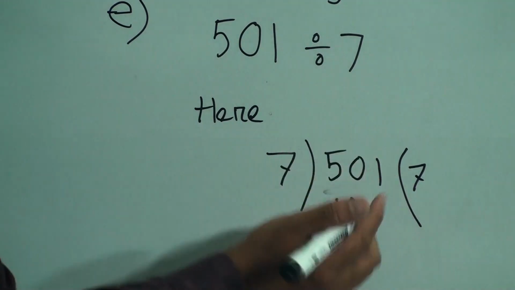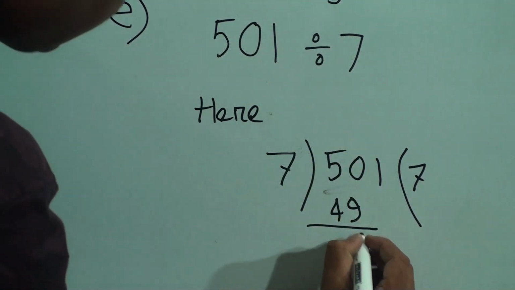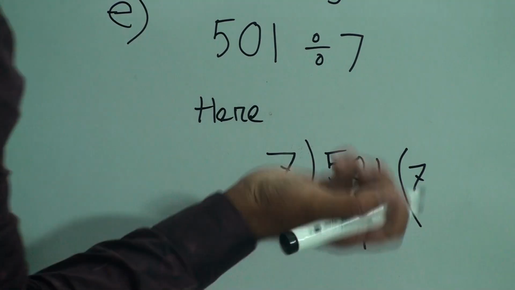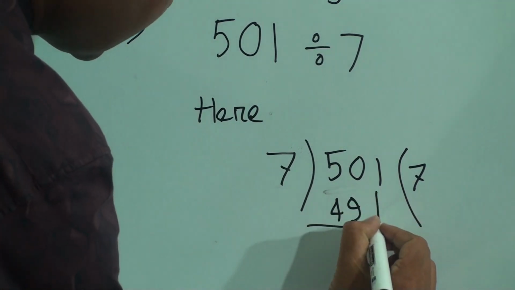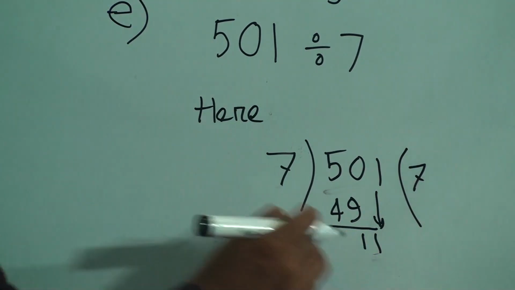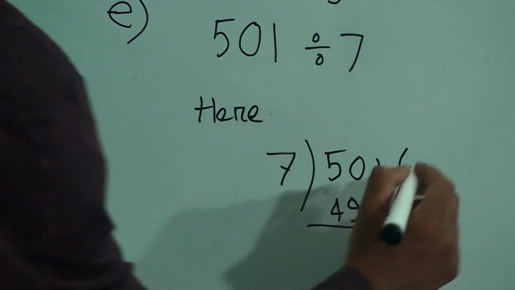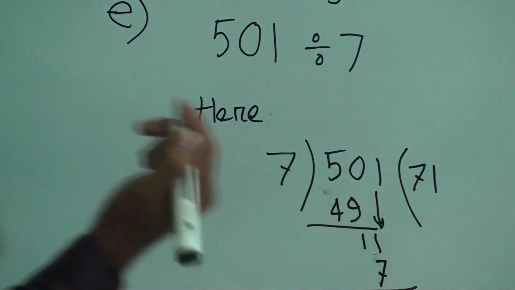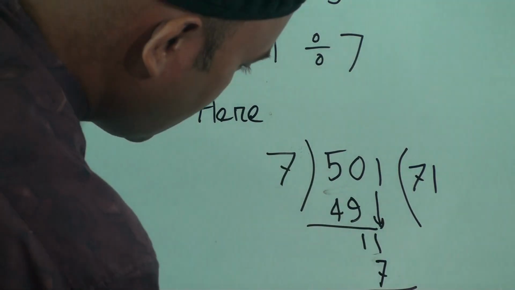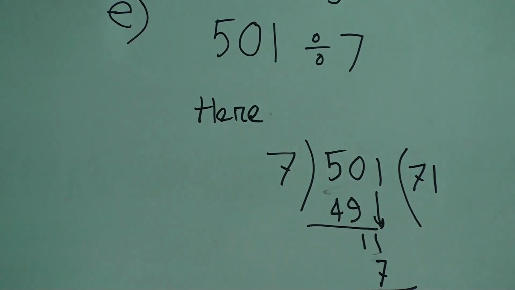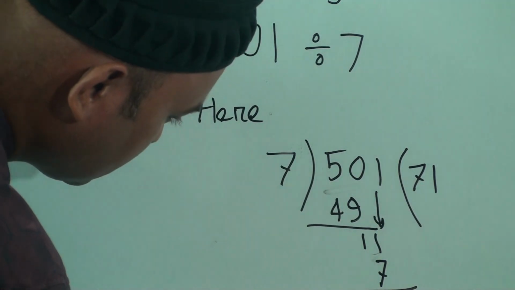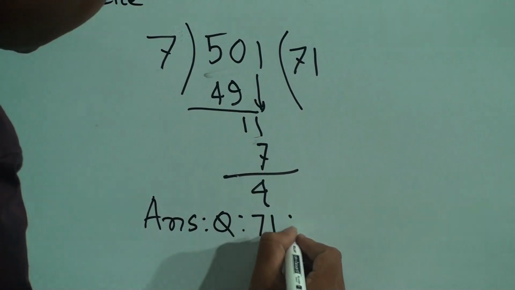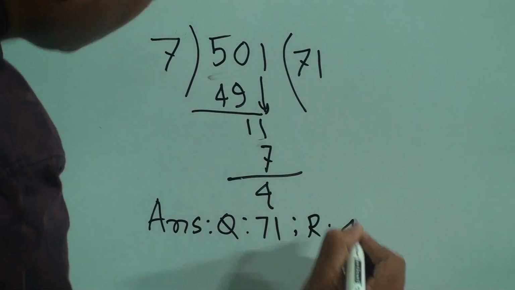Then subtract 49 from 50. 9 from 0, it will be 9 from 10, it will be 1. There is a carry 1. 4 and 1, 5. 5 from 5, it is 0. Then bring this one down here. What will be here? 11. How many times does 7 go into 11? We know that 7 ones are 7. Then subtract 7 from 11. What will 7 from 11 be? It will be 4. So the answer is quotient 71 and our remainder here is 4.